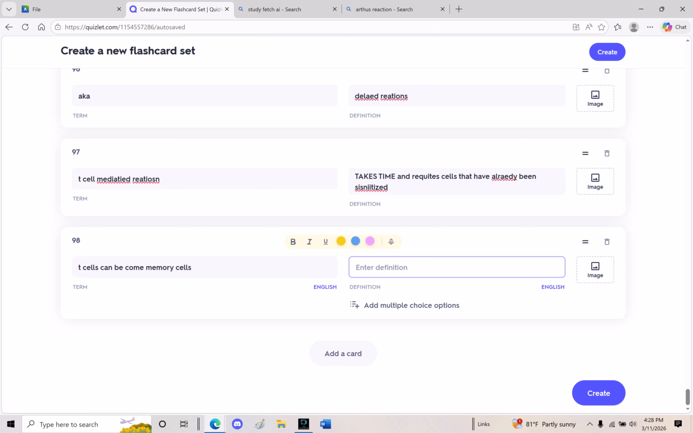Now, guess what takes longer to create? Sensitized T cells or sensitized antibodies? Antibodies. No, they're quicker. T cells. So T cells take way more time to make.